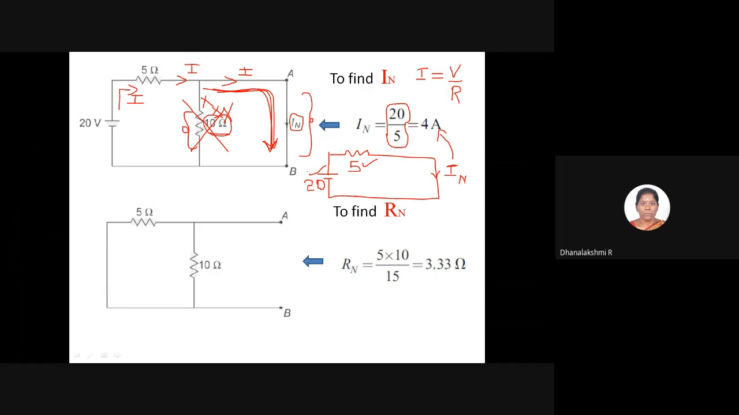So our first step is over. That is where we found our Norton's current. The second step is we want to find out the Norton resistance. It is very similar to our Thevenin resistance. Like Thevenin resistance, here we are going to find out the Norton resistance, and it is very similar.